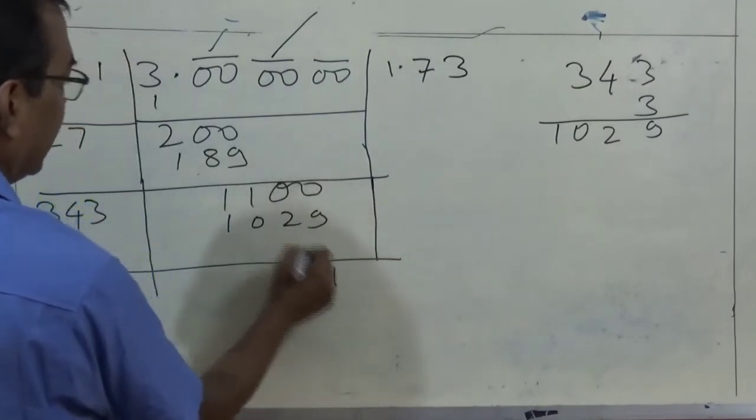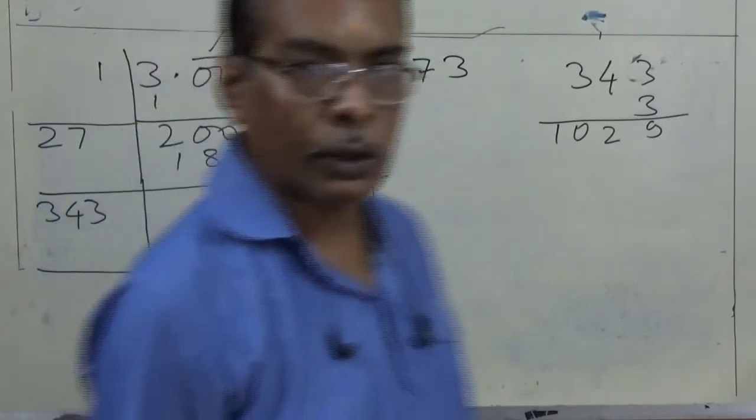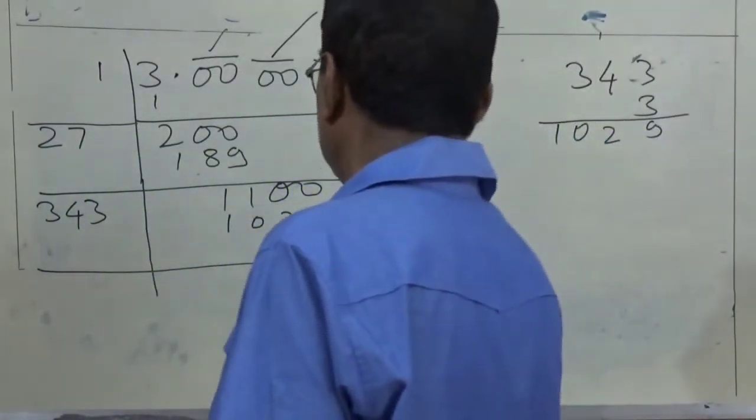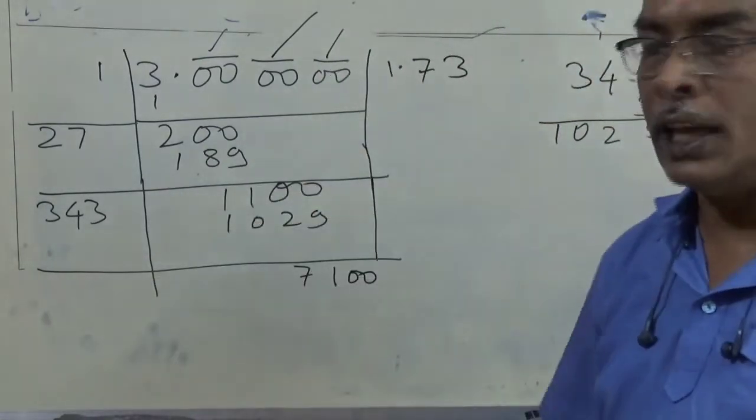9 1 10 carries 1, 3 7. 71 is coming. Well, now the last pair, this 0 0 will come now. This 3 is required to add with that.